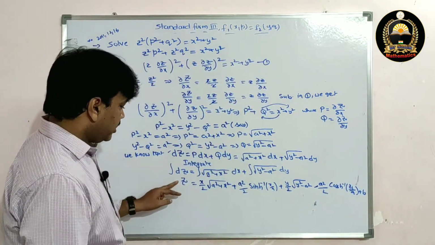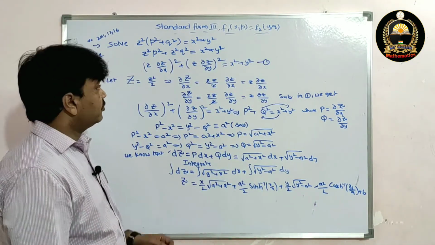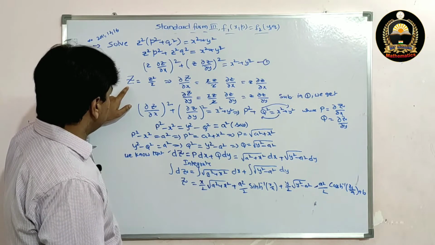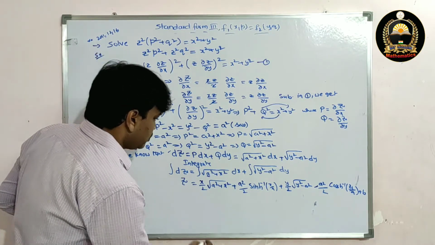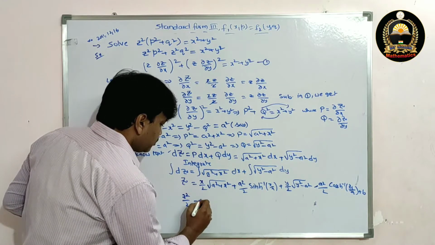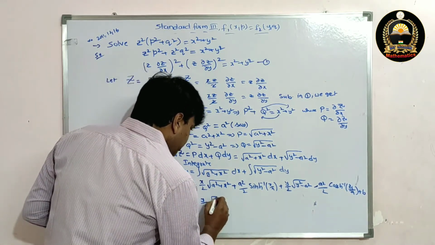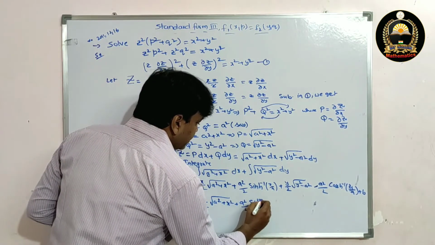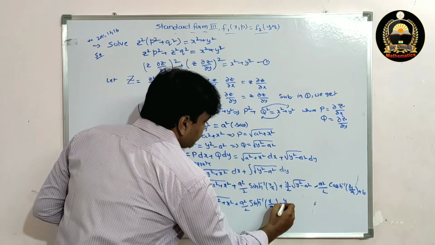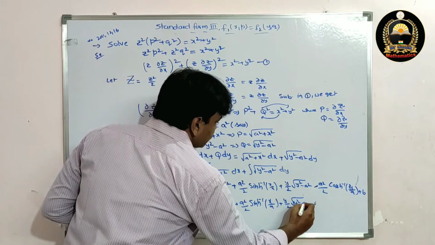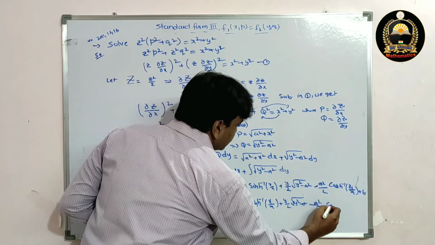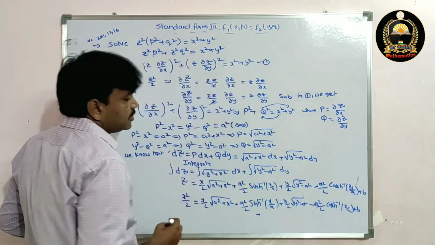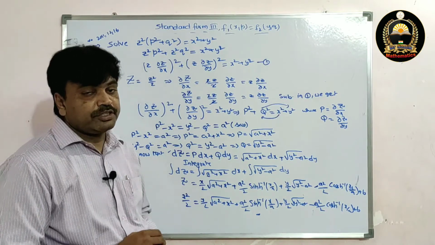Okay, see, students, I have capital Z here, but we need to find small z. So where is the capital Z here? Capital Z is equal to z square by 2. So write here small z square by 2, that is equal to x by 2 square root of a square plus x square, plus a square by 2 sine h inverse x by a, plus y by 2 square root of y square minus a square, minus a square by 2 cos h inverse y by a, plus b, students, which is the required solution of the given problem.